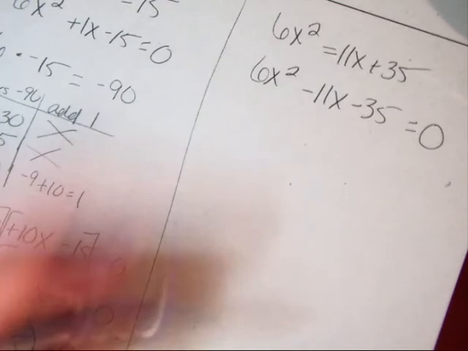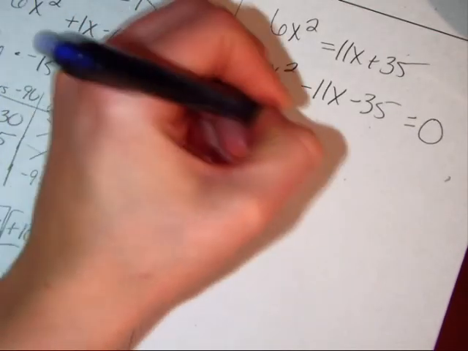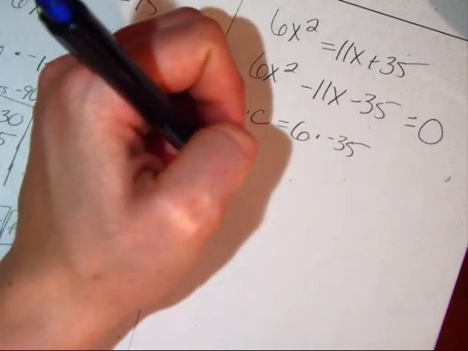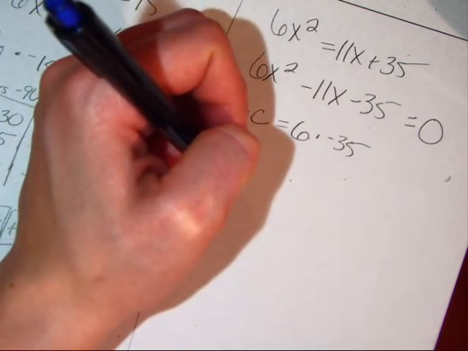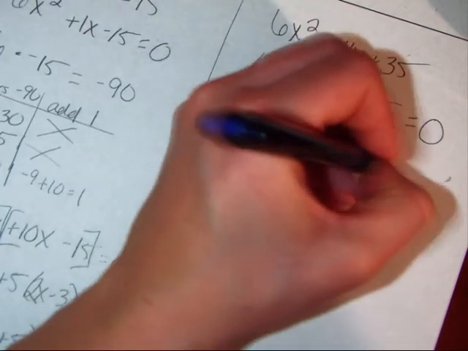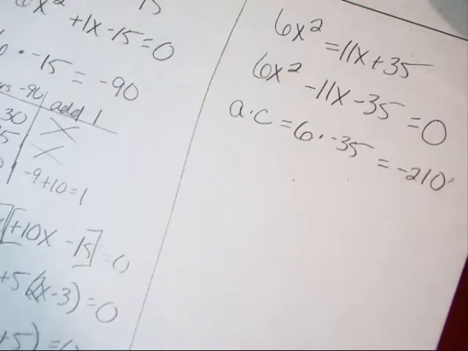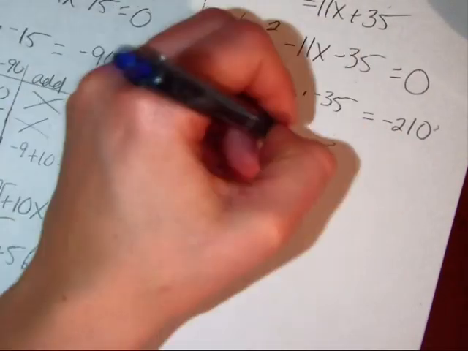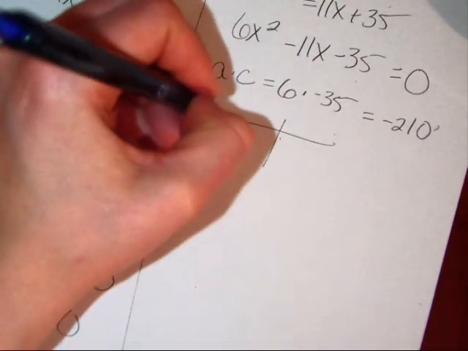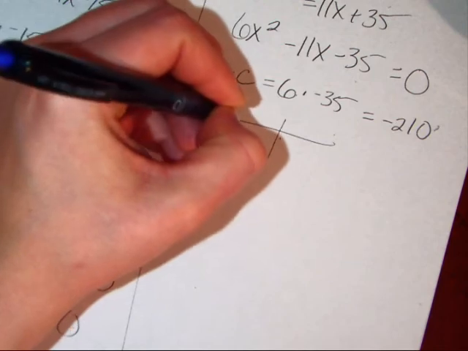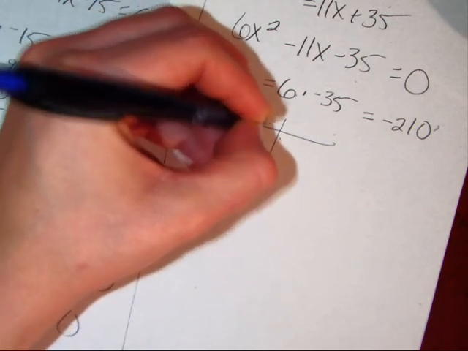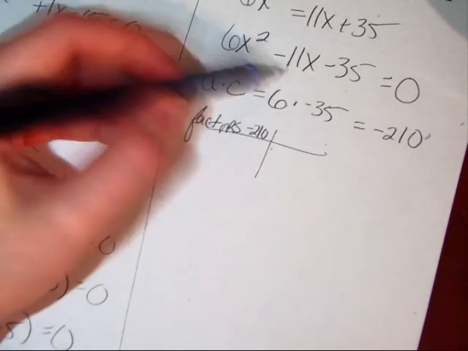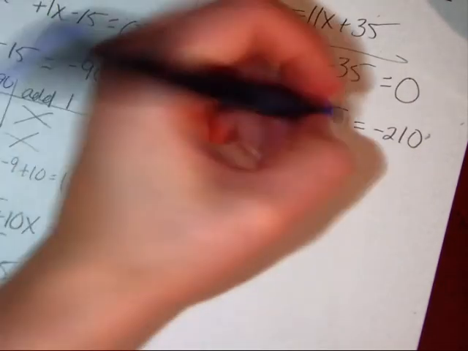Okay? The book way, you will do a times c. So you will do 6 times negative 35. Let's see, that's going to be negative 180 and 30, negative 210, I do believe, when you multiply them. So ready? We make our little chart that you saw. You get factors of negative 210, and those factors need to add to this negative 11.